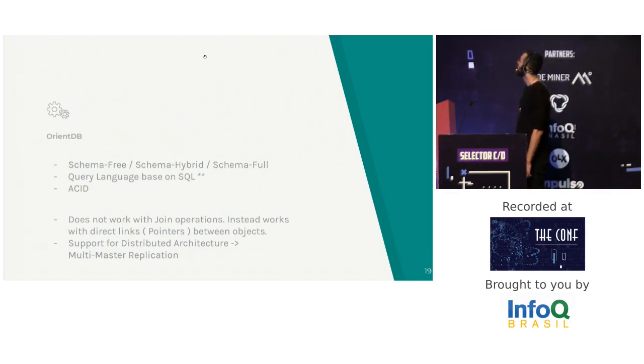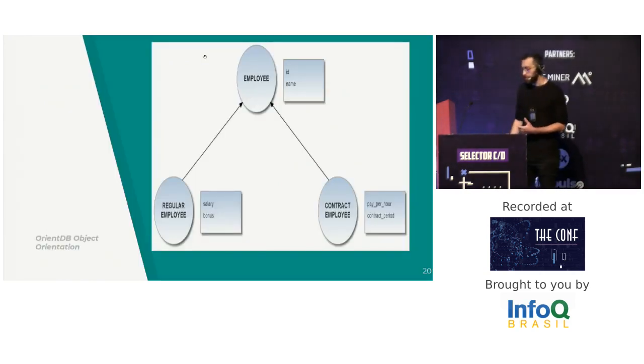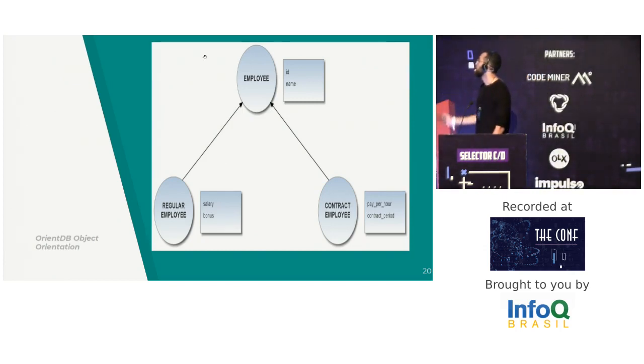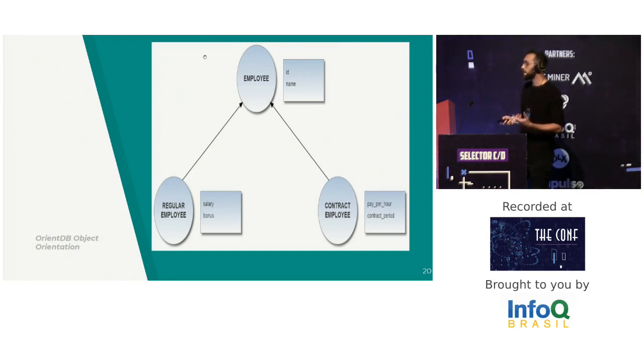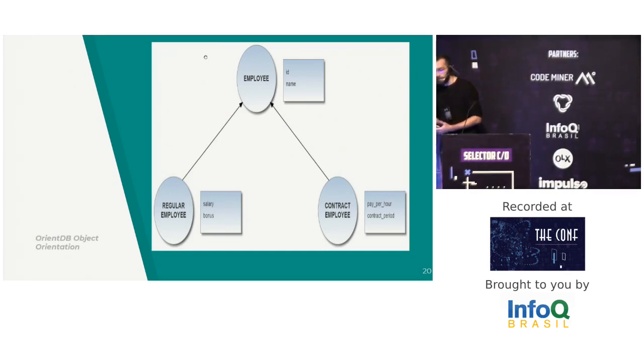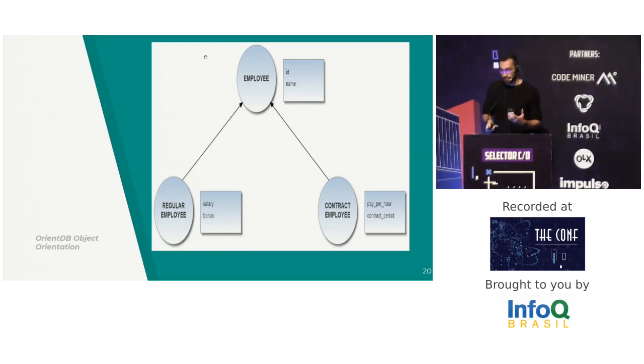As I said before, we don't work with join operations because of the pointers. One good feature here is that OrientDB in its community version supports distributed architecture, and Neo4j doesn't. So it is a good thing for working with big data and big amounts of data. Another important feature of OrientDB is that it works with object orientation. You can define classes inside your database, you can specify that a vertex belongs to a class, and you can also define inheritance. For example, you can create an employee class, and you can create a regular employee and a contract employee as child classes of the employee class. This way you can organize your data to perform better queries and look for better performance inside your database, working with object orientation.